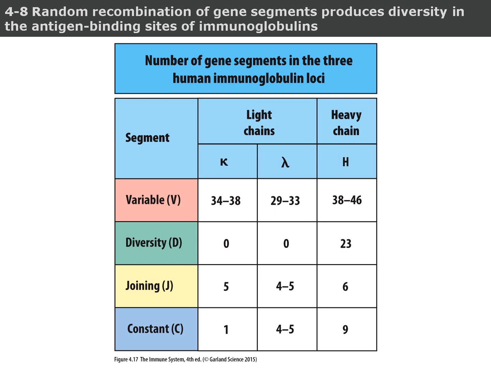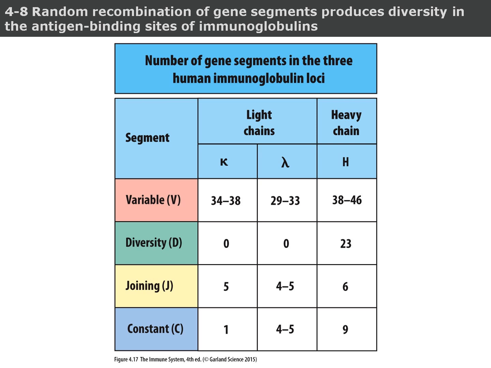The first row shows the number of variable gene segments, which play a central role in determining the specificity of the antigen-binding site. The kappa light chain locus contains 34 to 38 variable gene segments, the lambda light chain locus contains 29 to 33, and the heavy chain locus contains 38 to 46. Only the heavy chain locus includes diversity gene segments, which provide an additional layer of variation. There are 23 diversity gene segments in the human heavy chain locus. These are not found in the light chain loci.